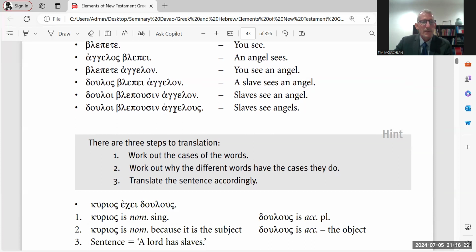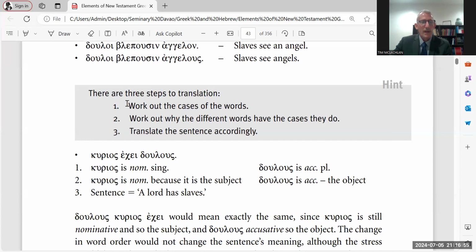Douloi blepusin angelus. So douloi, again, this is the word for slaves. This is in the nominative case with the plural ending. So we know that the subject is slaves. And then blepusin, see the verb, blepo, but it has to take on that third person plural ending. And then what are they seeing? They're seeing many angels, and that becomes the accusative case.